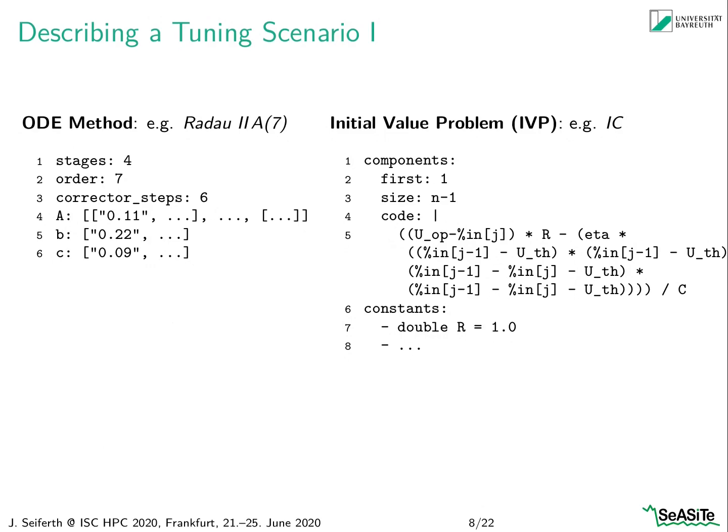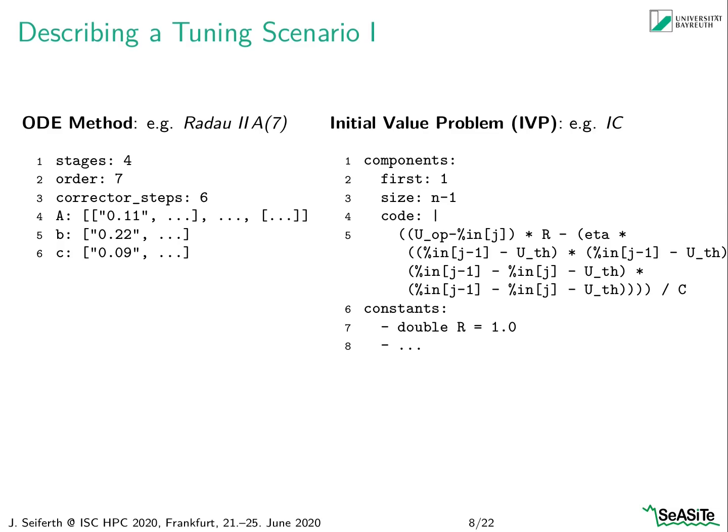To describe a tuning scenario for the PIRK methods, we further need description formats for the ODE method and the initial value problem. On the left we see the ODE method format on the example of Radau 2A7. The format contains entries for the stages, the order, the corrector steps, as well as the Butcher table entries A, B and C. On the right we see the initial value problem description format on the example of IC.